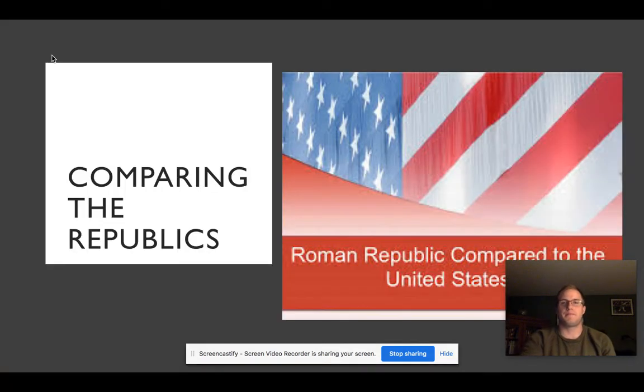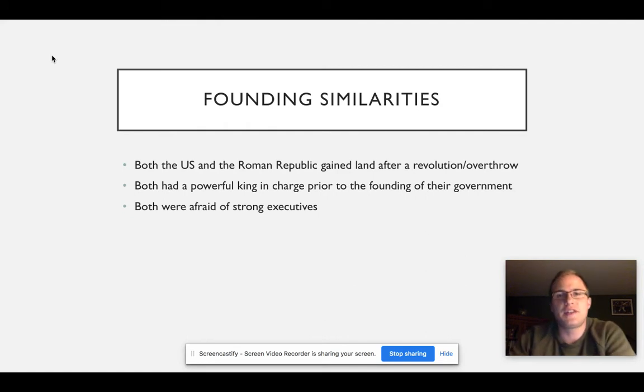We're going to present the founding similarities of both the United States and the Roman Republic. Both of them gained land and power after a revolution and overthrow of kings. Remember, the Roman Republic gained their land through the Etruscans and the fall of their king. The United States, in the American Revolution, took over the 13 colonies after winning a war against England.